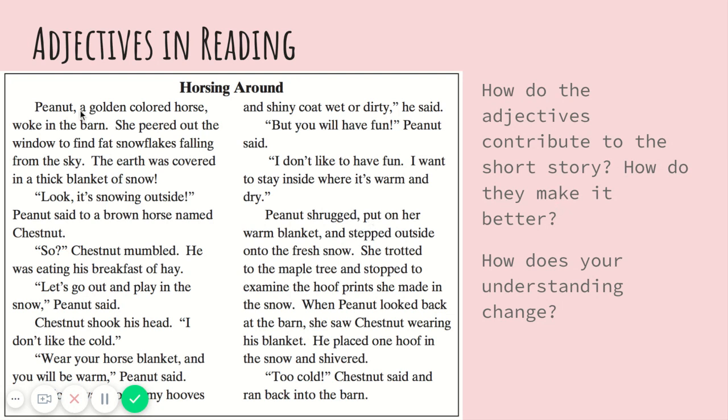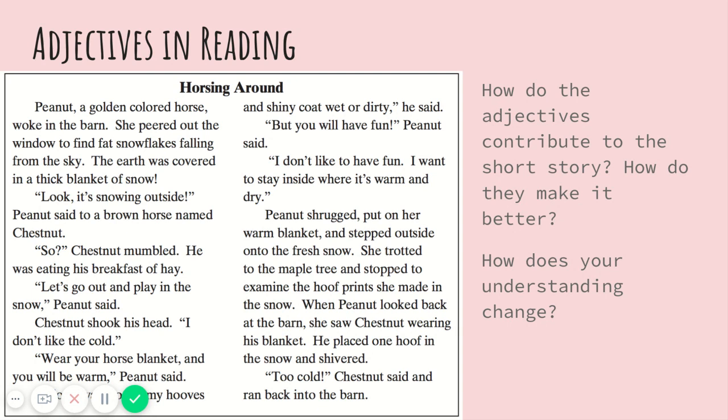Now, for example, I might say, in the beginning it says, "Peanut, a golden-colored horse, woke in the barn." Now, I know that Peanut's a horse, so that would be our noun. We're talking about the horse, right? And golden-colored describes the horse, right? So a golden horse. Golden would be my adjective in this case. Now, if I'm the reader, I'm going to be able to picture that horse in front of me because I know that it's golden-colored, right? If they had just said, "Peanut, a horse, woke in the barn," great. I know that it's a horse, right? But I don't know what color it is. So adding that adjective in made it easier for the reader to envision or picture what was happening in the story.